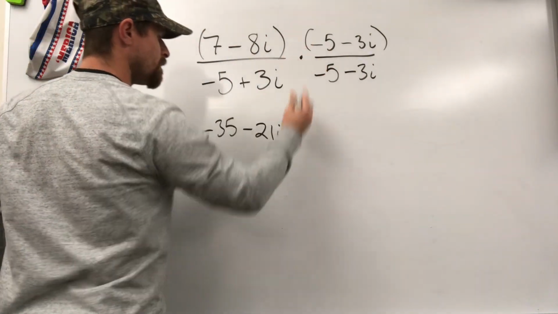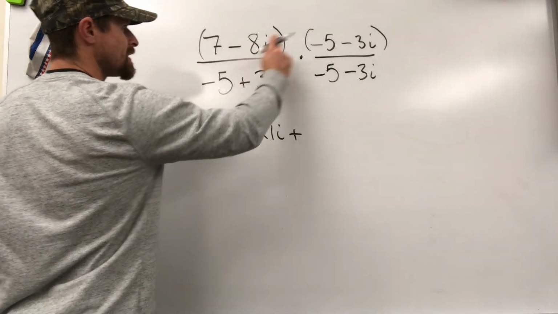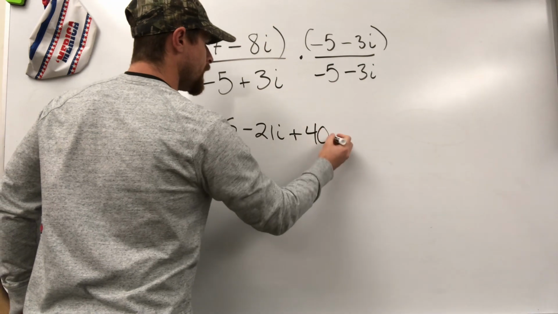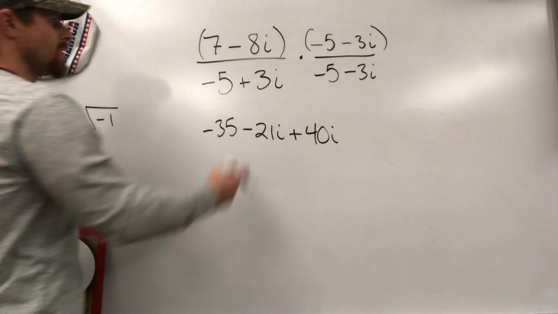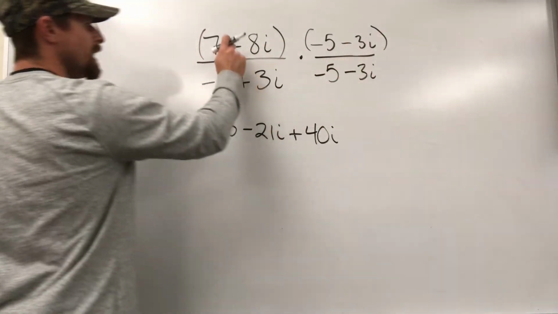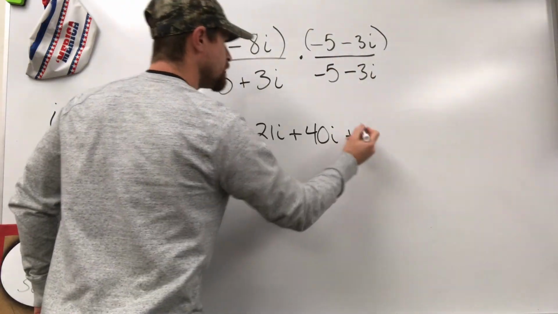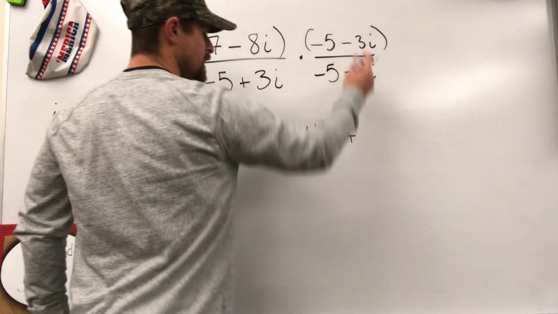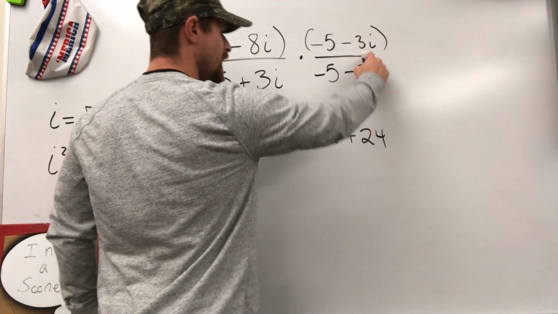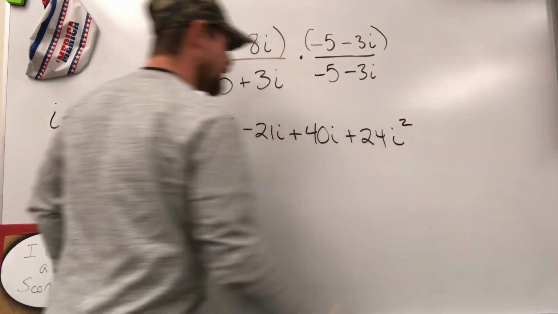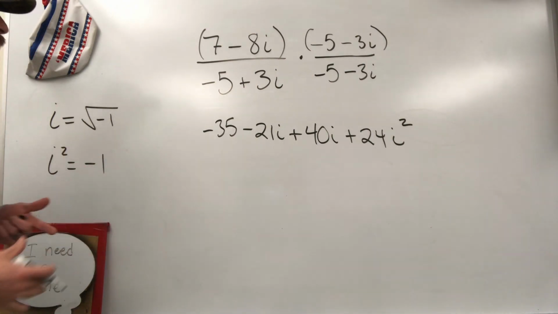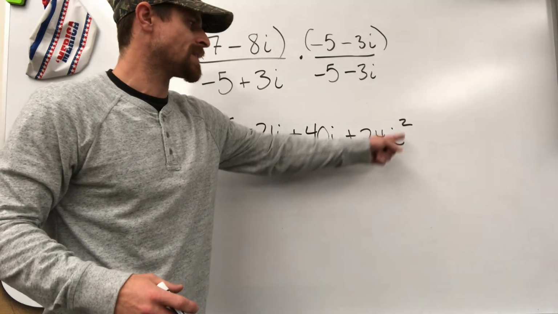Now we're doing our inside terms. Negative times a negative makes a positive. 8 times negative 5 would be positive 40i. And last but not least, our last terms, the last term from this binomial and the last term from this binomial. A negative times a negative makes a positive. 8 times 3 is 24. But be careful here, i times i would be i squared. We'll come over here and talk about that shortly, and I'll go over what we're gonna do with these i squareds.